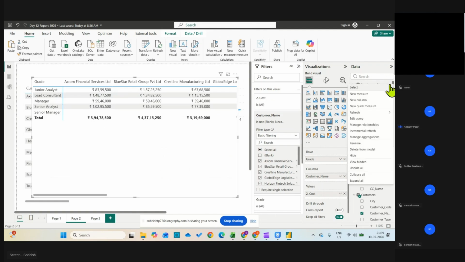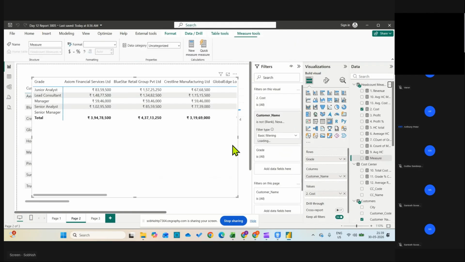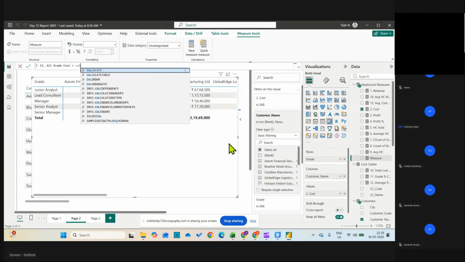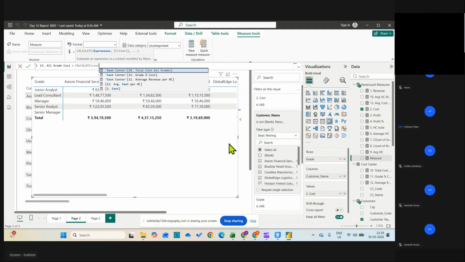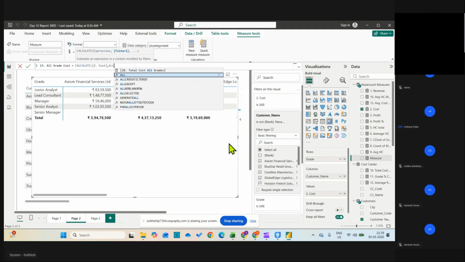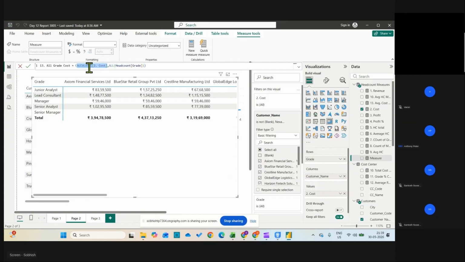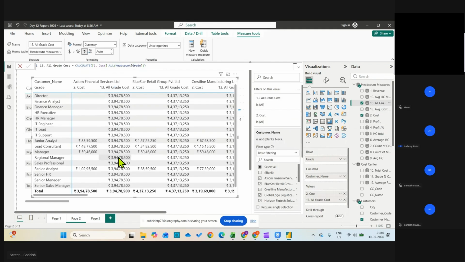Filter all, right? This is where we use the ALL function. So we say: All Grade Cost equals CALCULATE(cost, ALL(grade)). When I do this, what happens? DAX will calculate the cost, but then it will apply a filter. It will in fact remove the filter from the grade. Now if I bring this All Grade, you see this 394 everywhere.